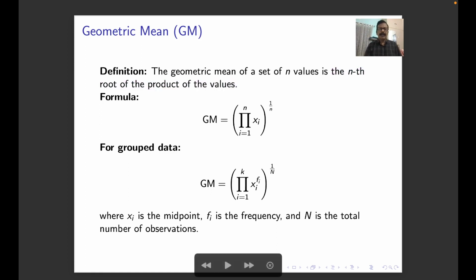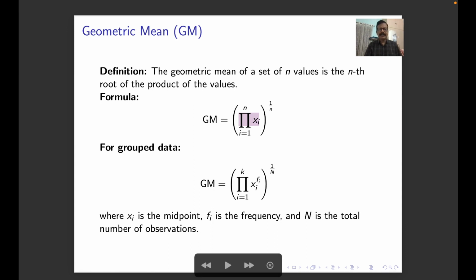For example, x1, x2, etc. xn are n observations. Then geometric mean can be defined as nth root of the product of x1, x2, etc. xn. That is x1 into x2 into etc. xn, the whole raised to 1 by n. Or simply product i equal to 1 to n xi, the whole raised to 1 by n.